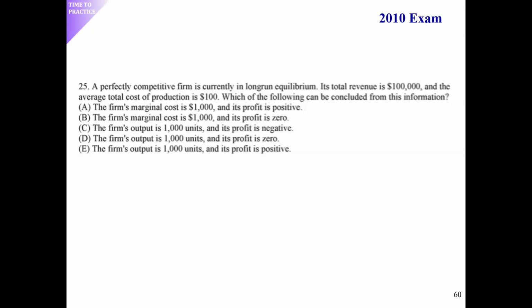Economic profit in this case, always, unless otherwise specified.